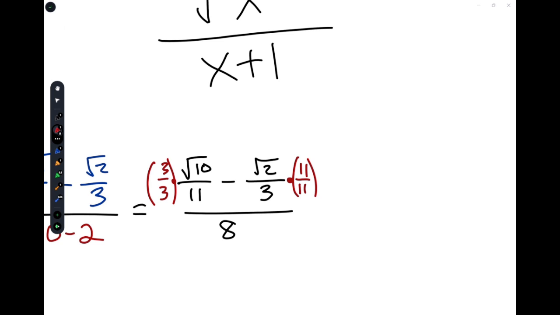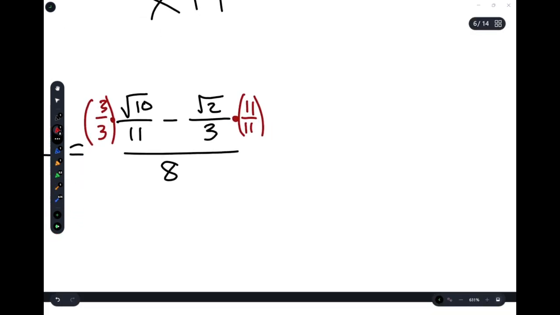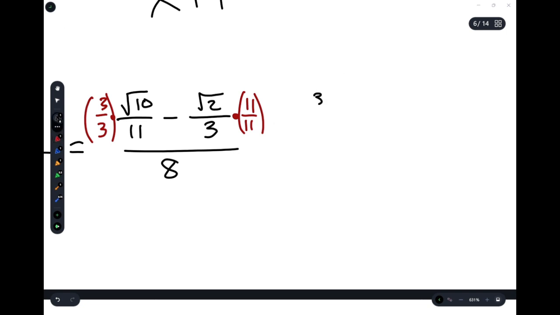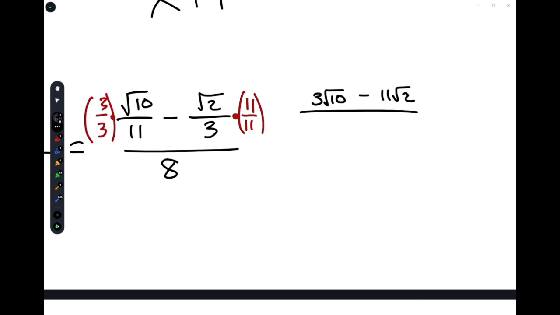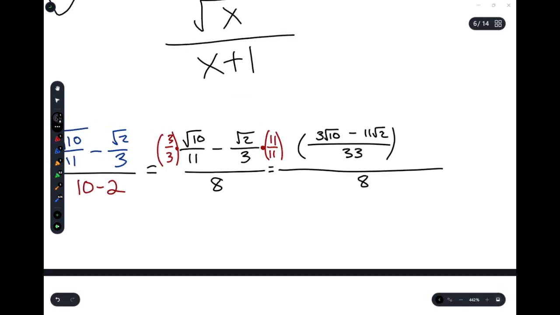Are you allowed to multiply by 1 willy-nilly wherever you want to? Yeah. So we just multiply by 1 a couple times. And so now we're looking at 3 root 10 minus 11 root 2 over 33, over 8. And that second one is bigger than the first, right? It's really important to know the order of operations that's happening. So it's going to be negative.